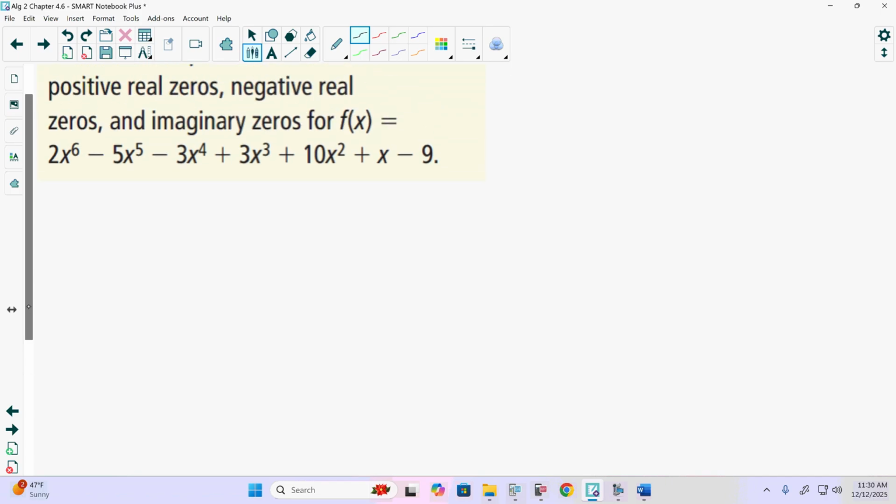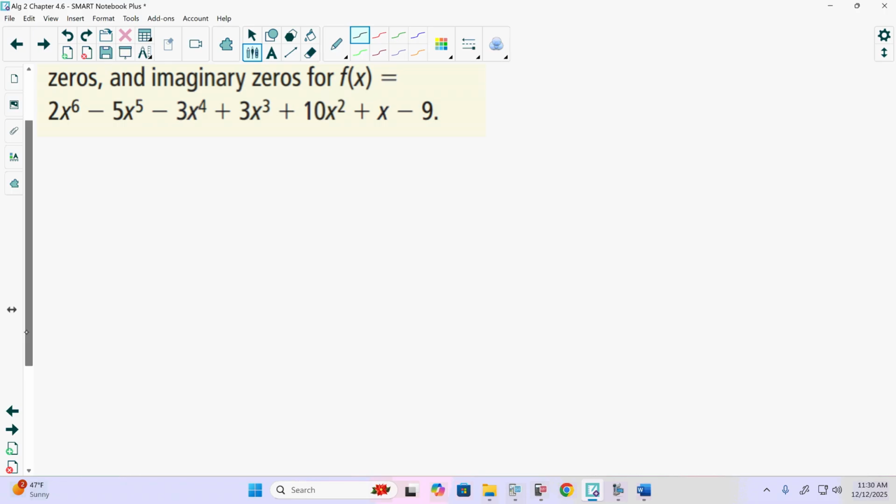Now, Descartes' rule of signs says that the possible number of positive zeros is equal to the number of sign changes of the original function. So if we go through here and count the sign changes from term to term, it will tell us how many positive zeros we will have. If there are any missing terms, we don't fill them in. If they're missing, they're not there. We don't care about it for Descartes' rule of signs. For long division, synthetic division, we need to fill them back in as zeros, or 0 times that term.